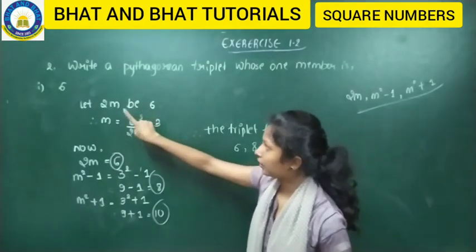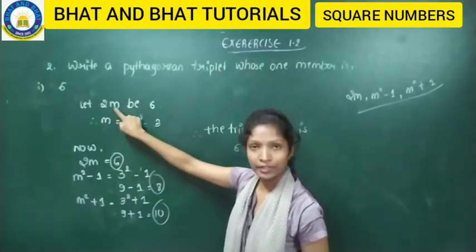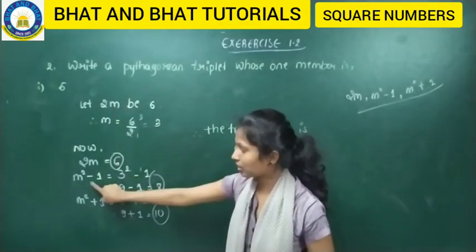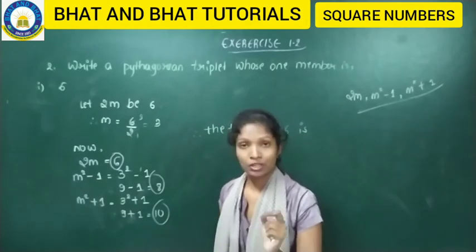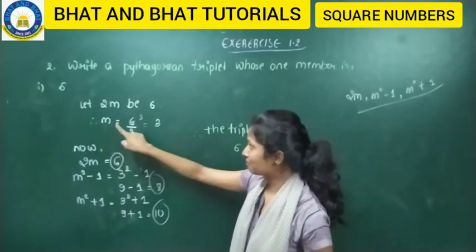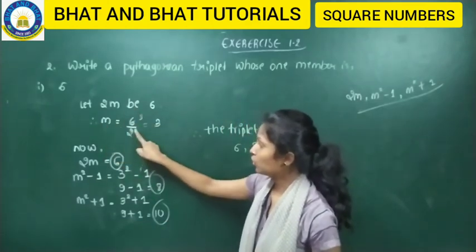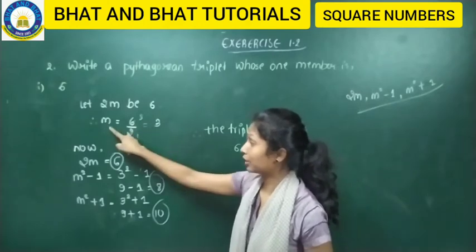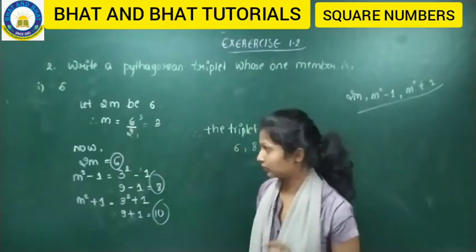So let 2m be 6. Therefore, m you have to find out, right? To get m square minus 1, to get m square plus 1. So, m is equal to 6 by 2. 2 ones are 2, 2 threes are 6. Therefore, m is equal to 3.